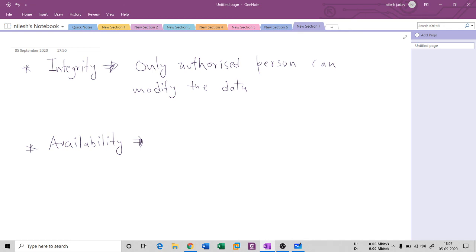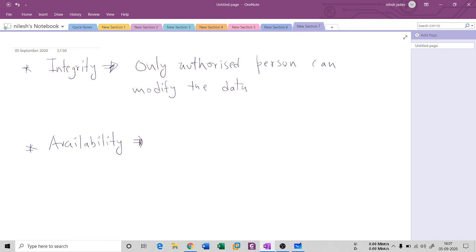If an authorized person cannot get the data due to a general network failure or some attack, then that is the problem, as far as the business is concerned. The main goal of any organization is to give service 24/7. This is the meaning of availability. So I hope you understand it.